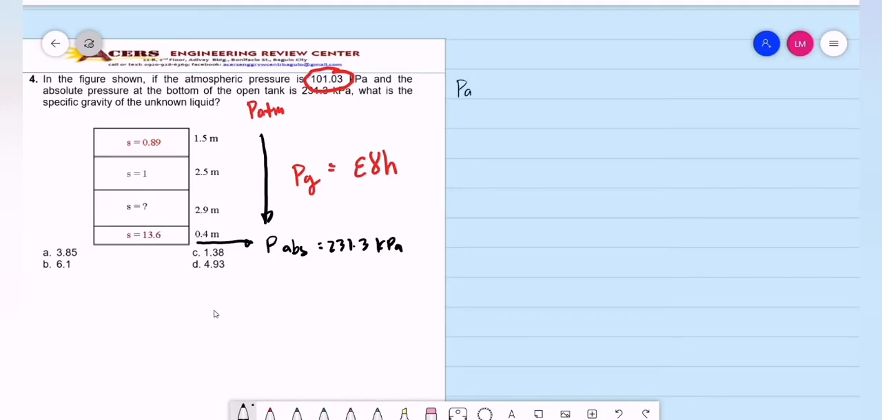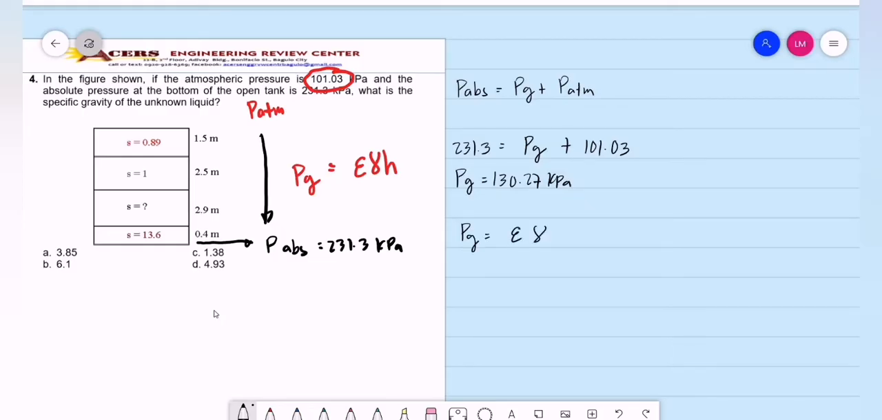We have P absolute equal to the gauge pressure plus the atmospheric pressure. So 231.3 is equal to the gauge pressure plus the atmospheric pressure, given as 101.03 kilopascals. So let's get the gauge pressure. That is 231.3 minus 101.03, which equals 130.27 kilopascals. So the gauge pressure is equal to the summation of gamma H.